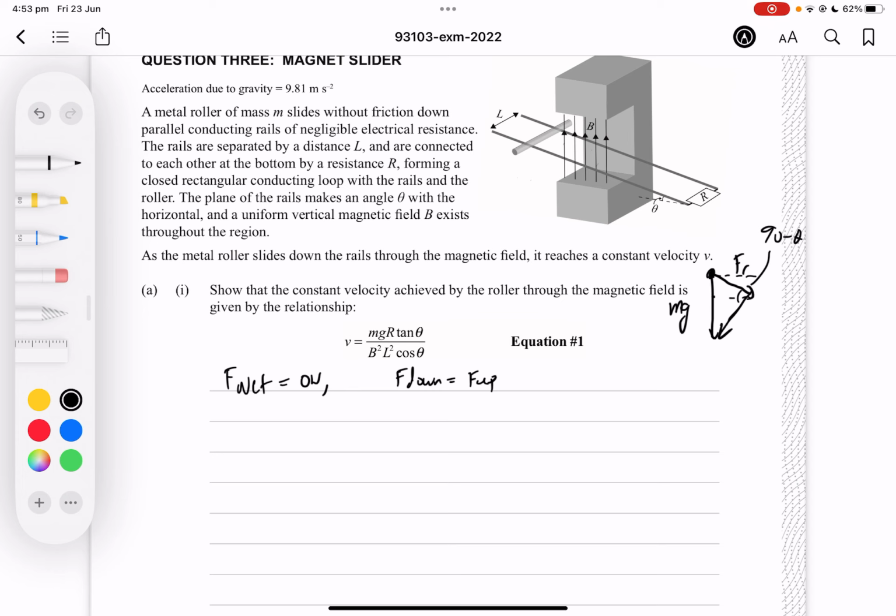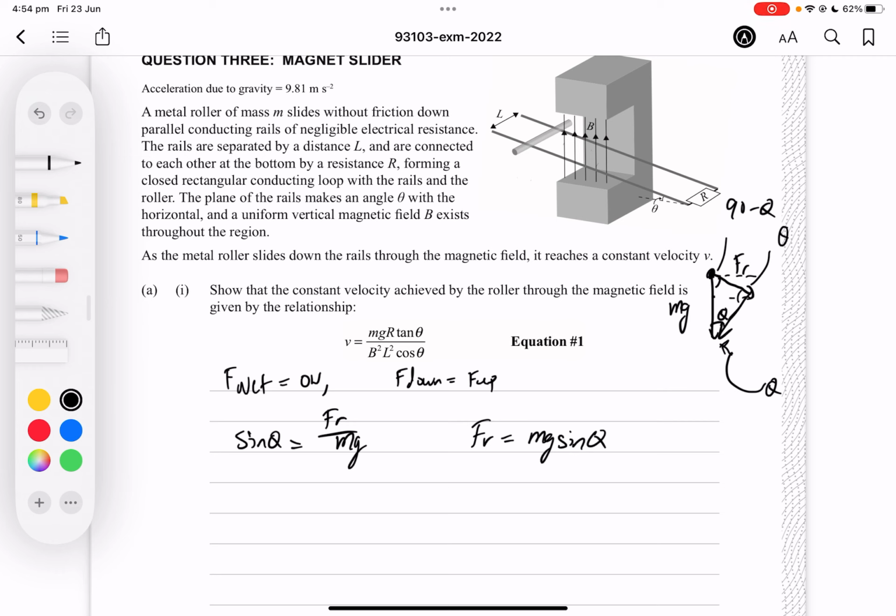that angle is also theta, my bad, apologies. So the angle is theta, so this means that angle there is 90 minus theta, and therefore by triangles, this angle here is theta. So this angle here, we know is theta. So therefore we say that sine theta is equal to Fr, which is F down the ramp, over mg. So Fr is equal to mg sine theta. So that'll be the force acting down the ramp.